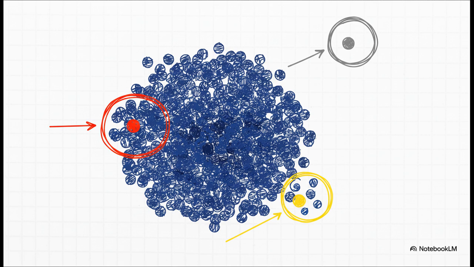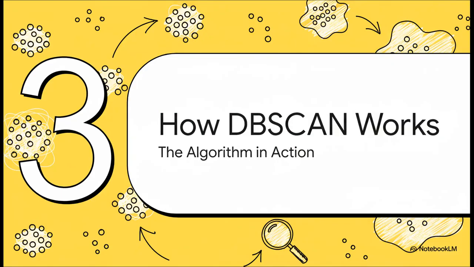They aren't popular themselves, but they're friends with a popular person. And a noise point, well, that's a loner. They're not a core point, and they're not close enough to any core points. They're the outliers. Okay, so we've got our definitions down.